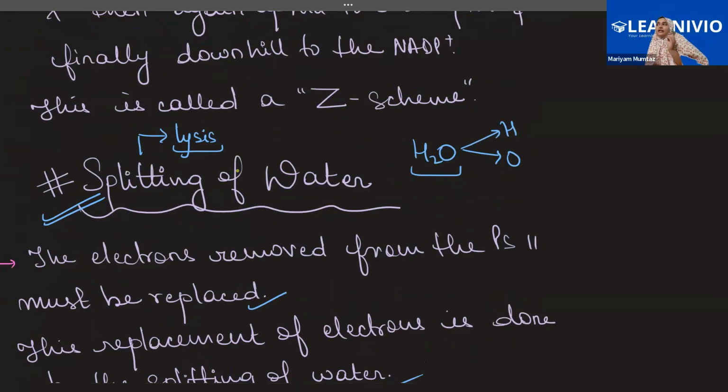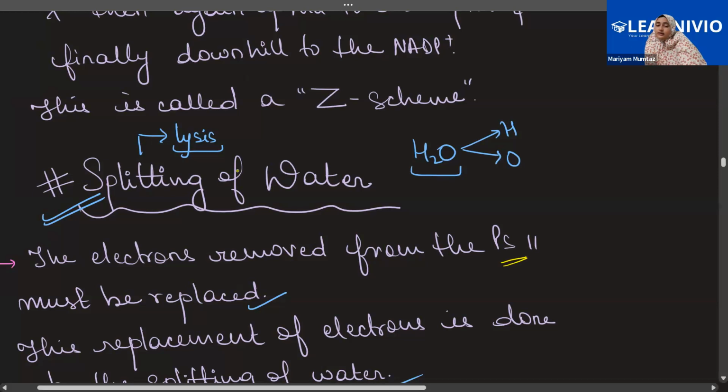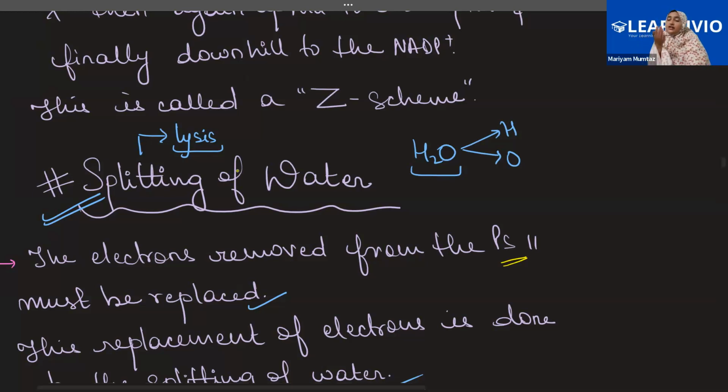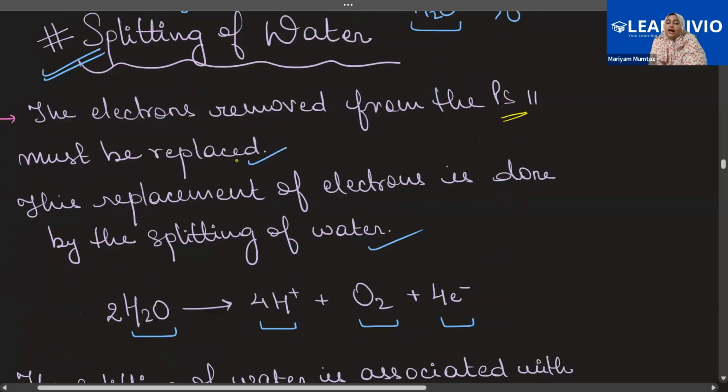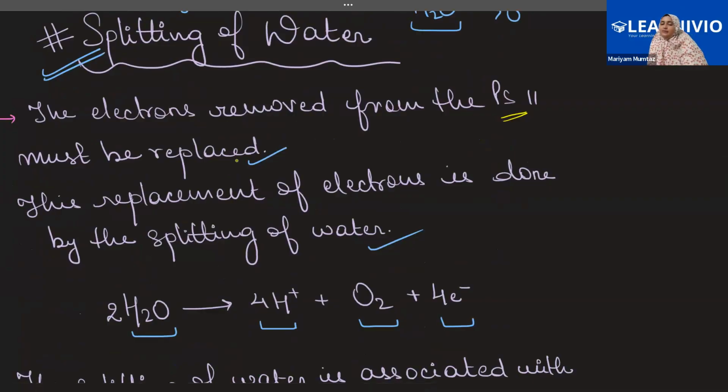Now, if you remember, while you were writing the differences between PS2 and PS1, you might have written that the splitting of the water molecule takes place in the PS2. So now we are going to talk about how the water molecule splits, and why it splits. The electrons removed from the PS2 must be replaced, because if it is a procedure, it has to keep on constantly going. So once the electrons are removed from the PS2, they must be replaced, and this replacement is done by splitting of water.